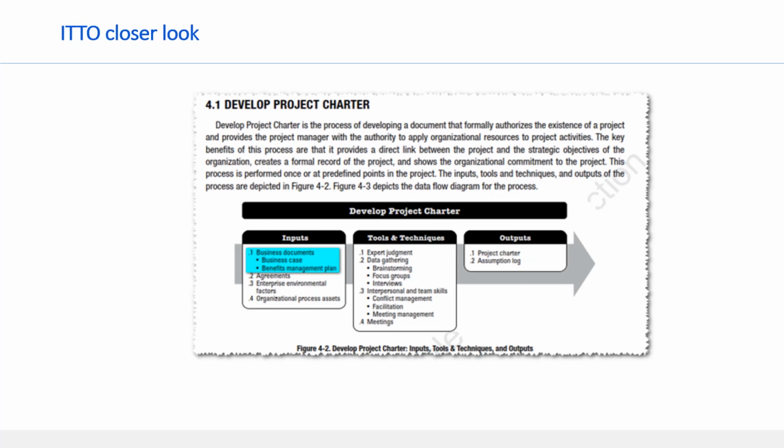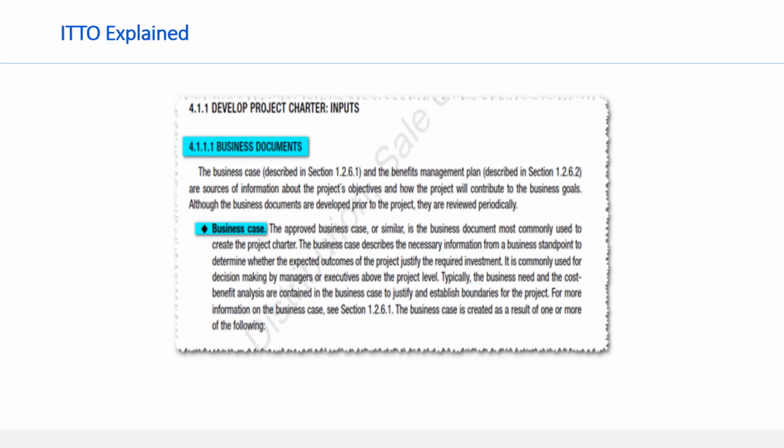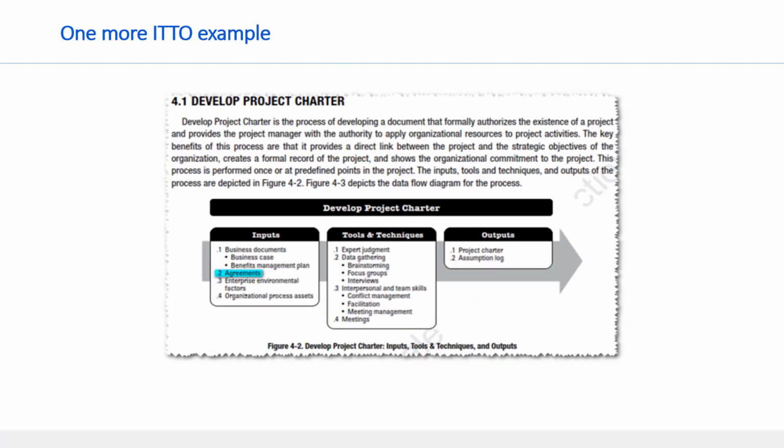These elements that come under inputs, tools and techniques, and outputs are explained further in the same section below. Let's take business document as an example. It's explained in physical copy page number 77, and in soft copy page number 116. Let's go there. As you can see, what is a business document and how is it relevant to the process are explained here. The same is for business case.